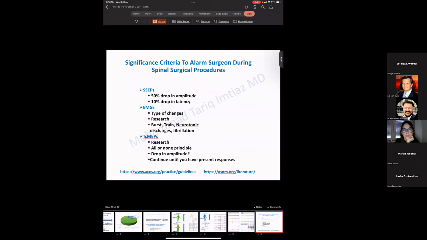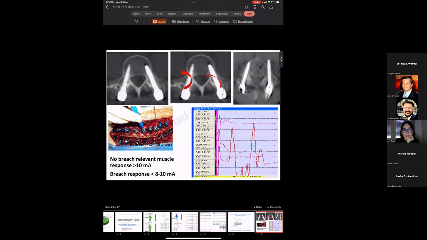Now, these are samples. I'm showing you the triggered EMG, where you're seeing on the top left a normal result, no breach happening, the spinal canal is clear, so no changes. We can do the screw stimulation test, which is also called triggered EMG, which is a stimulation-based test, compared to free-run EMG, where there is no stimulation going on.